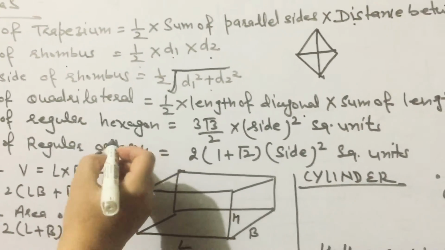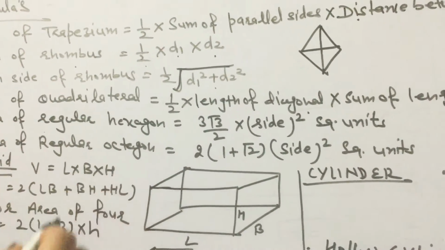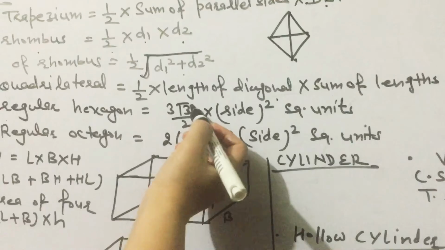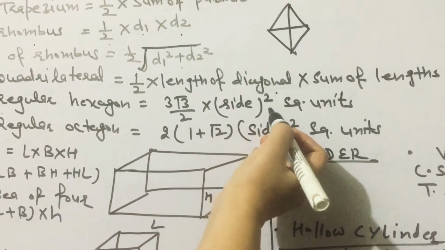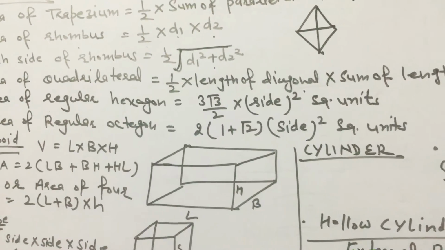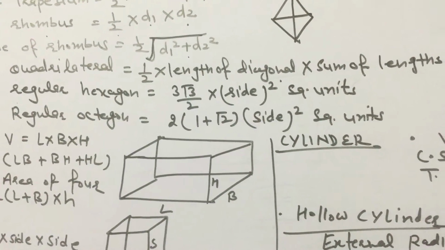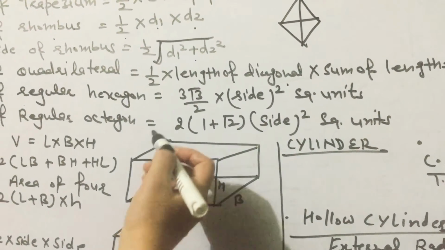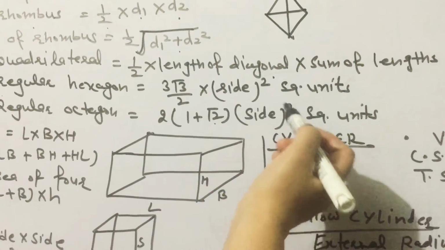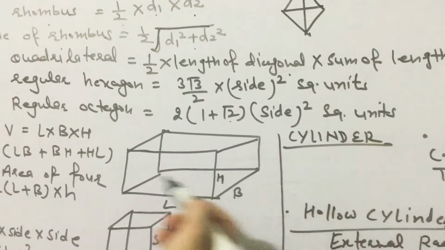Area of regular hexagon. Regular hexagon means having 6 sides and all sides are equal. The formula is 3 root 3 by 2 into side square. Next, area of regular octagon. A regular octagon has 8 sides. Regular means all 8 sides are equal. Then the formula is 2 into 1 plus root 2 into side square. Area is always in square units.